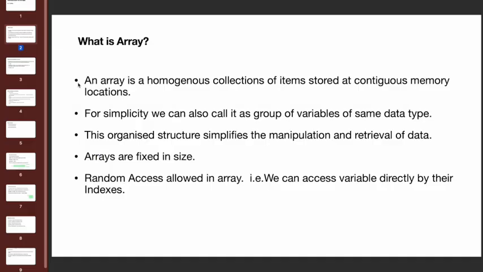So let me discuss the array. By definition we can say that an array is a homogeneous collection of items stored at contiguous memory locations. What does it mean? I'll come to that. Suppose we need to store, in the previous example, the roll numbers of all the students, right? Starting from 1 to 100, right?